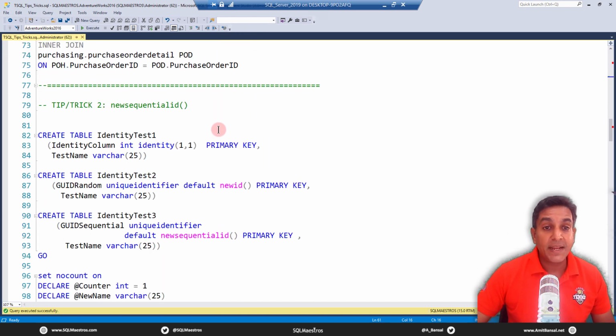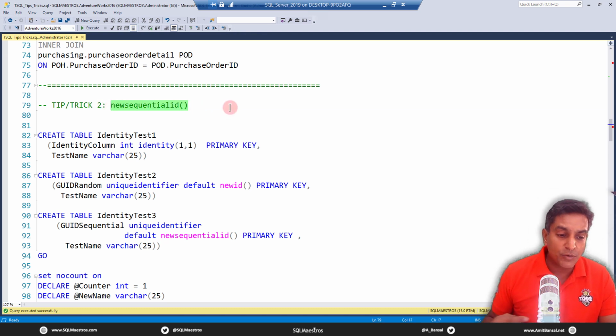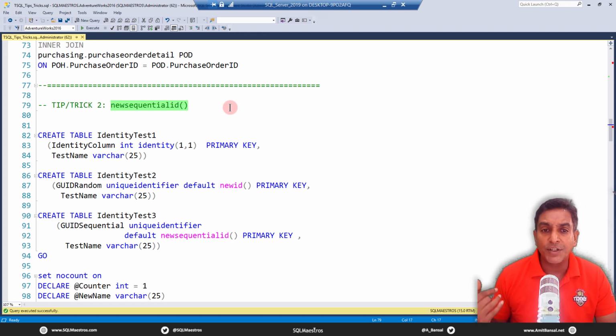T-SQL technique, tip, trick number 2, using the new sequential ID function. Now, let's go back to those older days where I've seen so much usage of the unique identifier data type and the new ID function. Primarily, this was used for the purpose of primary key.